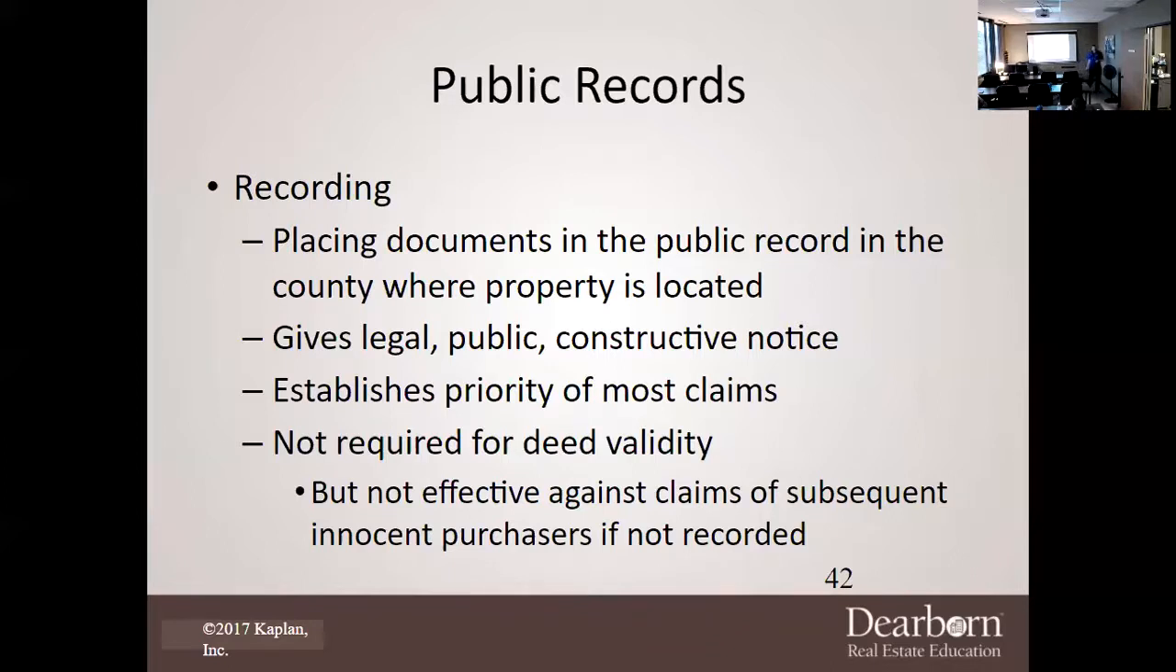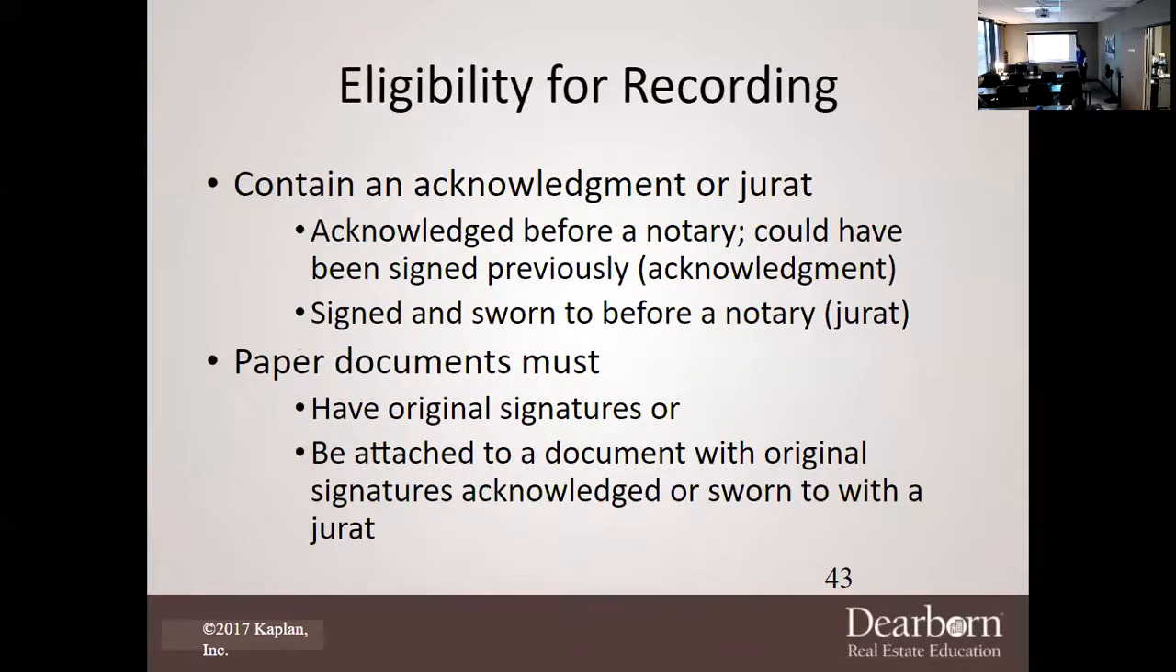We can also find out, is there a debt on it? Is there any other things in that particular situation? You can find it all through the recording. Now, to be eligible for recording, it's got to contain an acknowledgement or jurat. We've already spoken about that.